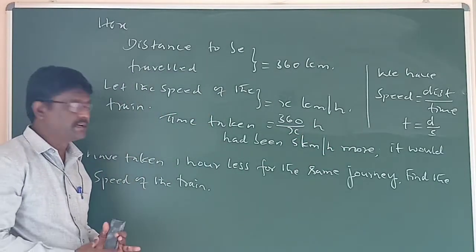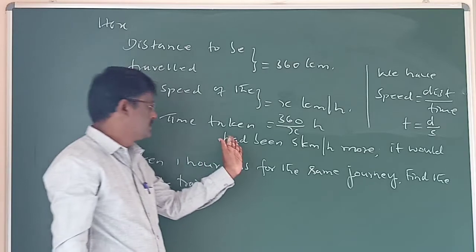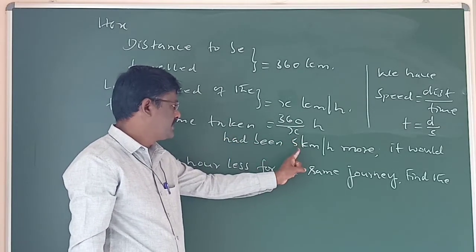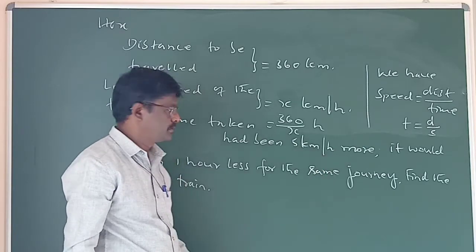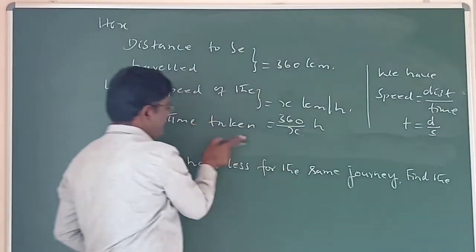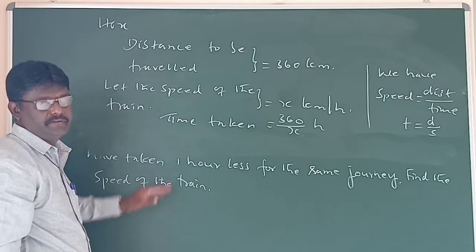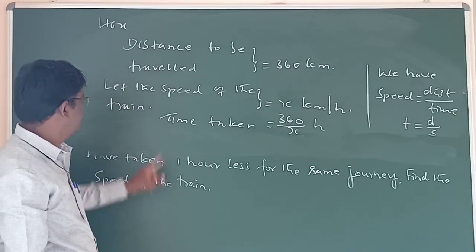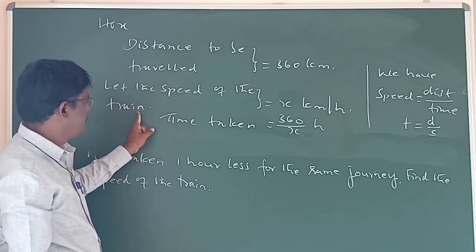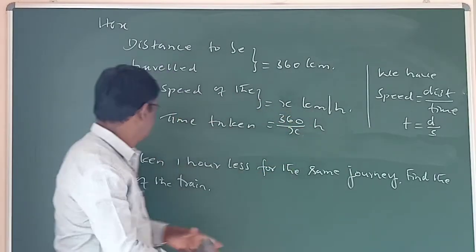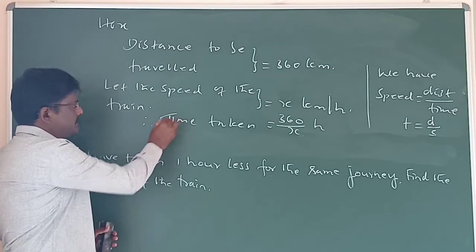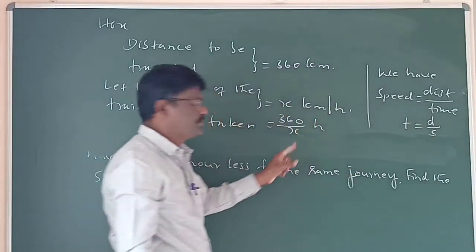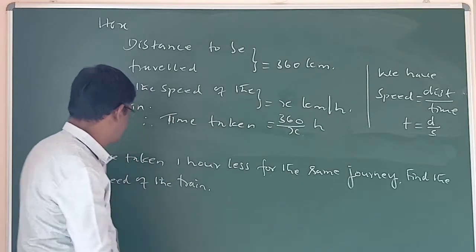Now what is the given condition? If the speed of the train had been 5 km per hour more. Now once again, see very clearly, the distance to be travelled is 360 km. Let the speed of the train be equal to x km per hour. Therefore, time taken is distance by speed, 360 by x.